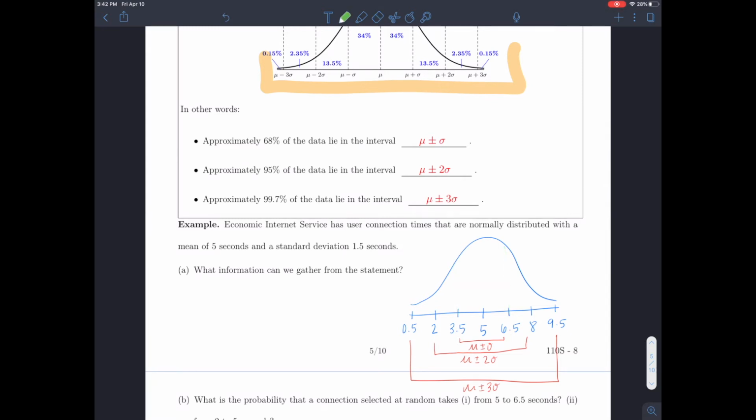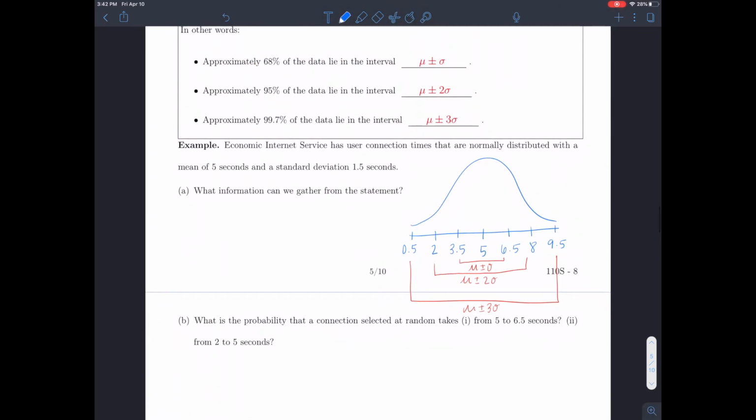And so here, part A is just asking what information can we gather from this statement. Basically, what I meant by this was, can you use the empirical rule? And so since the connection times are normally distributed, we can use the empirical rule.